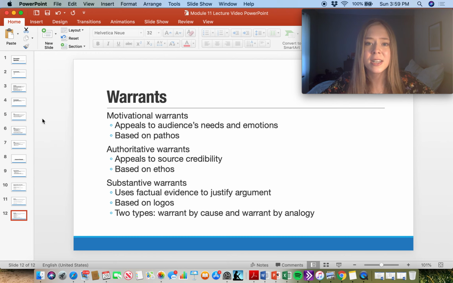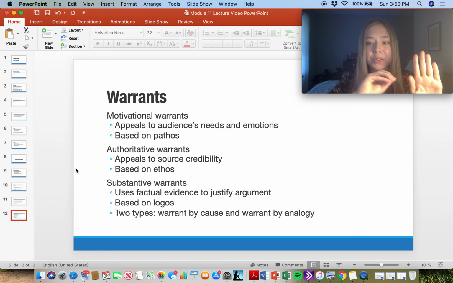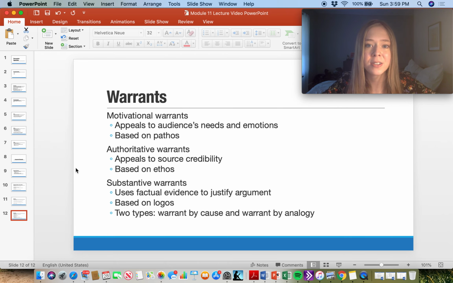Toulmin is also spelled Toulin. So, just so you know, that's how you spell that. And if you have any questions about that, let me know. And so just know that make sure your evidence supports your claim and you are showing the audience that your evidence actually does support your claim. That's the basic knowledge that you need to have on warrants.